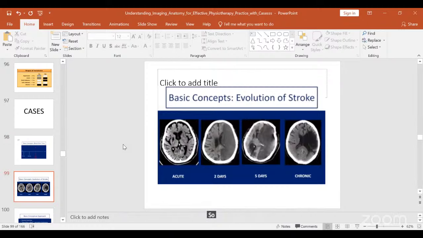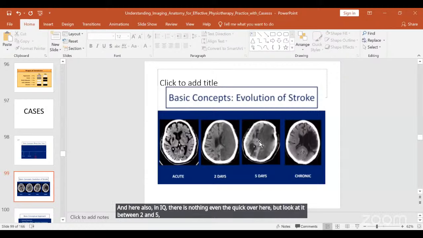So this is it. Are we together? Yes. This is an evolution of stroke for a patient that has a stroke. This is acute, after 2 days, after 5 days, and then the chronic phase. What's the difference? Can you see, between 5 days and 2 days, there is an increase in the chronicity of the bleeding. And here in acute, there's nothing even depicted. But look at it between 2 and 5, that's why we have the clinical classical example. Are we together? Yes, sir.